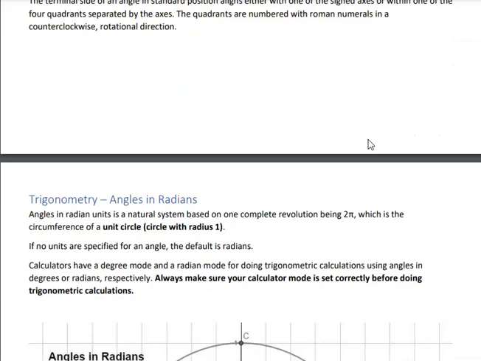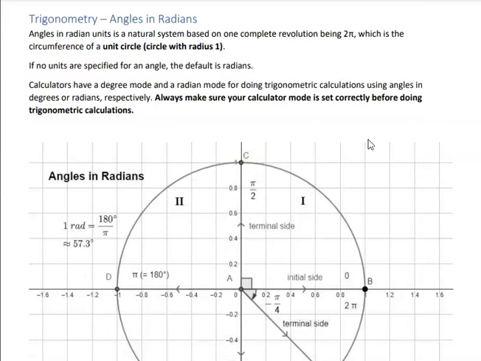The other perspective for angles is radians. Angles in radian units is a natural system based on one complete revolution being 2 pi, which is the circumference of a unit circle, a circle with radius 1. And if you don't specify units, it defaults to radians. Calculators have two modes here to deal with these different perspectives. If you're using angles with values in radians, make sure you have your calculator set appropriately.